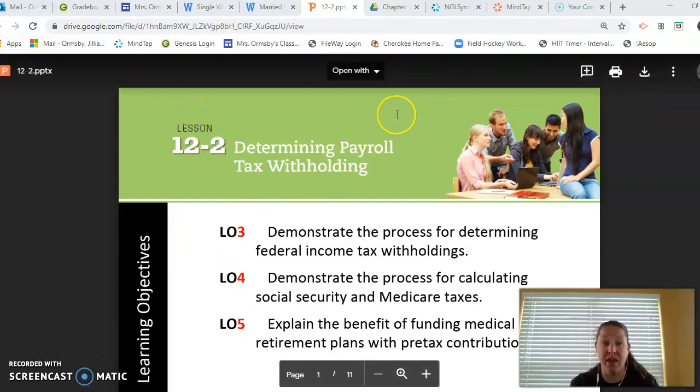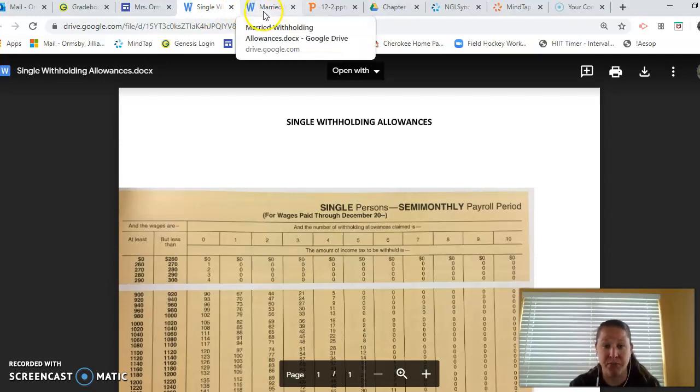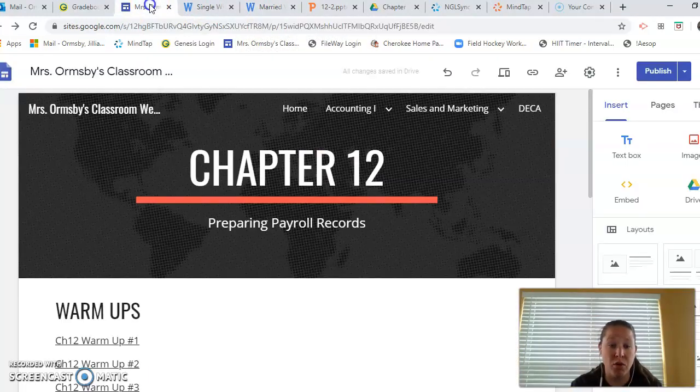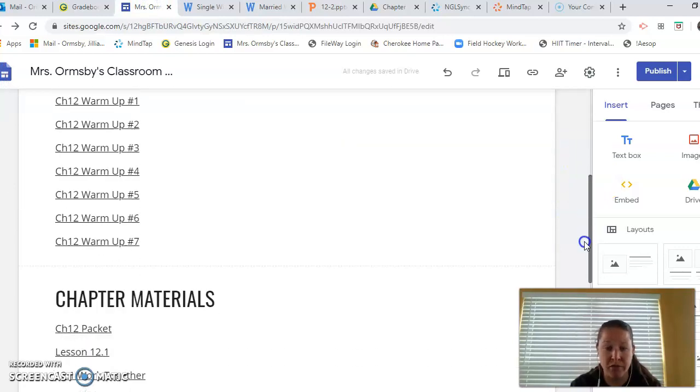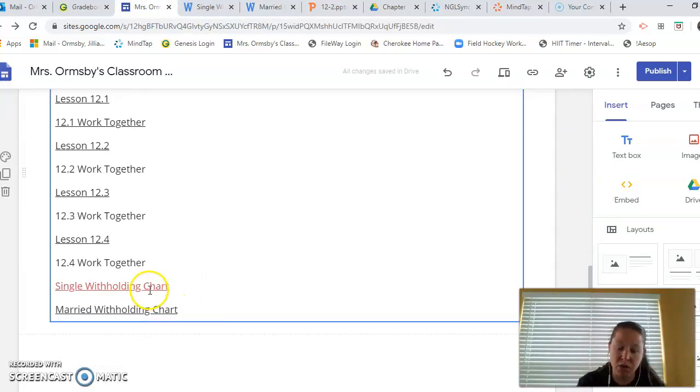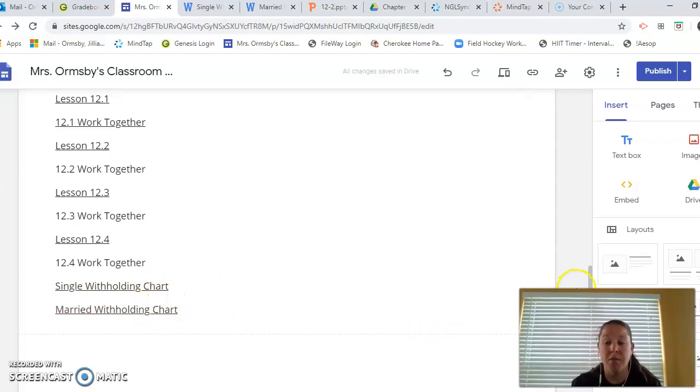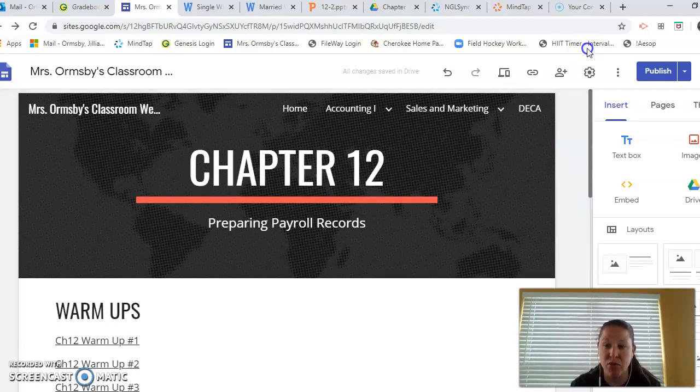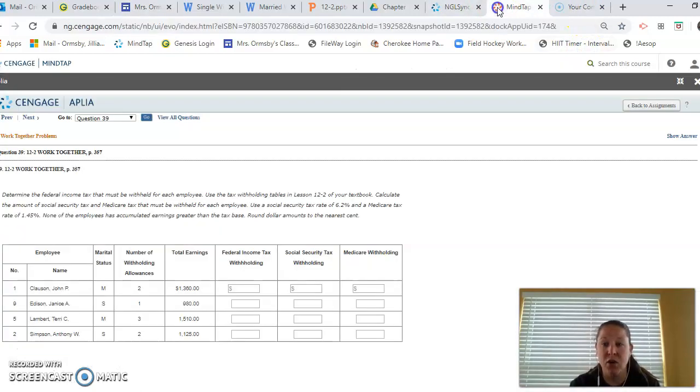One crucial thing that we need to rely on throughout this lesson, but also the rest of the chapter, are our withholding charts. So I have the withholding charts available to you. If you go to chapter 12, scroll down to the bottom, you'll see single withholding chart and married withholding chart. I highly recommend you print these out if you have the ability to. If not, make sure you have them open and saved throughout the chapter because you will need to refer to them. And the reason why is because that is going to tell us how much federal income tax we need to withhold from each one of our employees' paychecks.